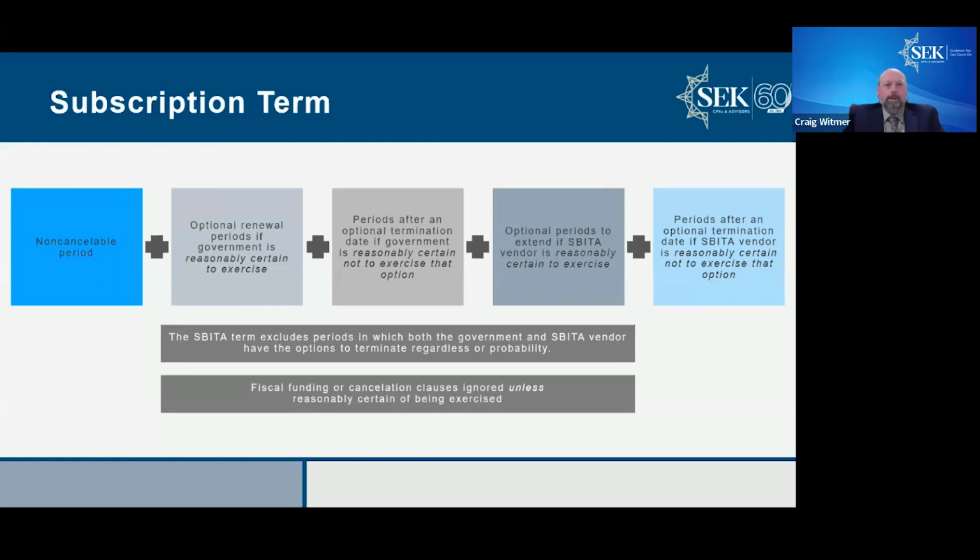So if you go across the slide and add the elements of the term, it's the option to renew if the government has that option and they're going to exercise that option, or an option to terminate by the government and they're not going to exercise that option. Vice versa, if it's just with the vendor for a subscription, where the vendor can force essentially a renewal of the contract and they're reasonably certain to exercise that, or the vendor can terminate the contract on their own and they're not going to exercise that. So, kind of wordy there, but that's what you have to take into consideration for the term.